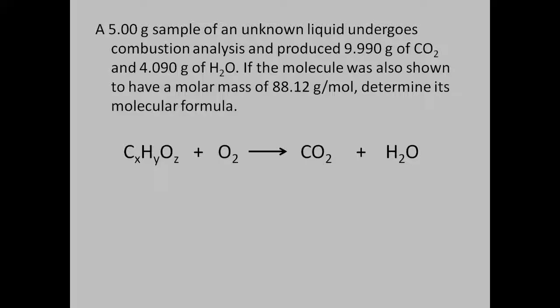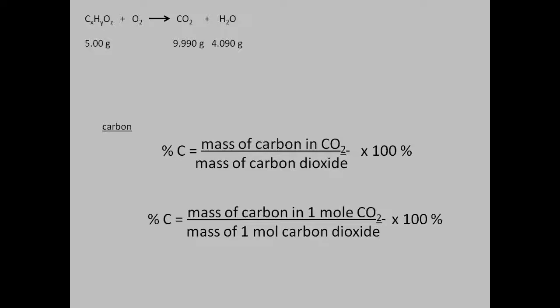And so we're going to use the information that we have. Now, as always, we should write down our given. So we know that we have 5 grams of our liquid, and we produce almost 10 grams of CO2 and approximately 4 grams of water. So we wrote down our given. Now, let's solve for carbon first, the mass of carbon.